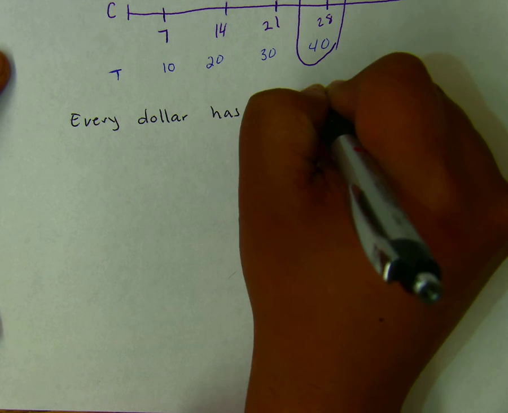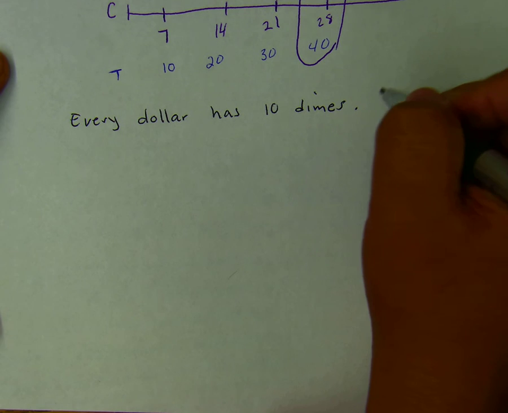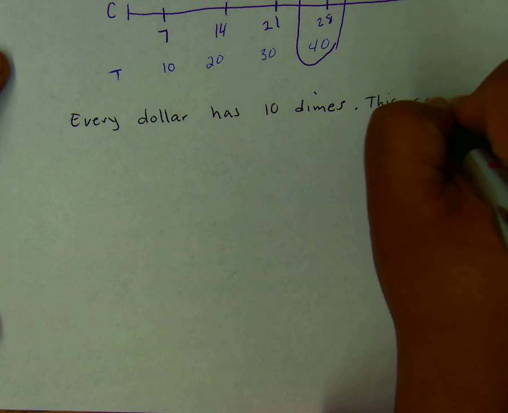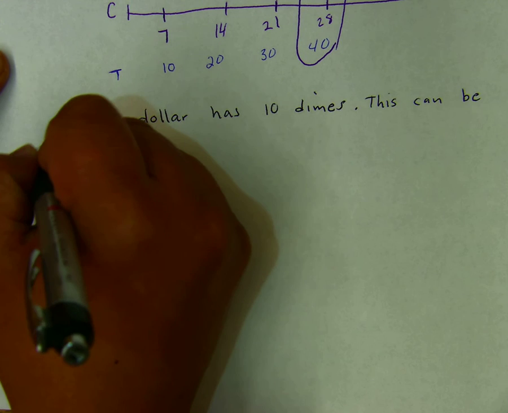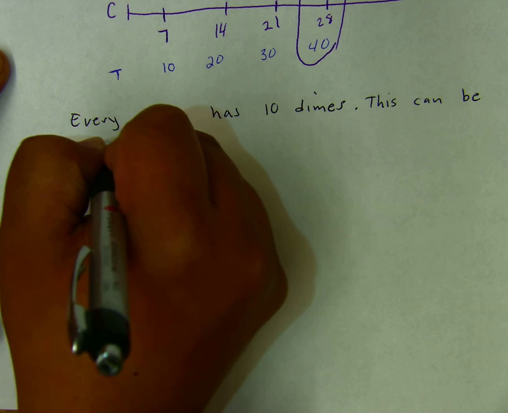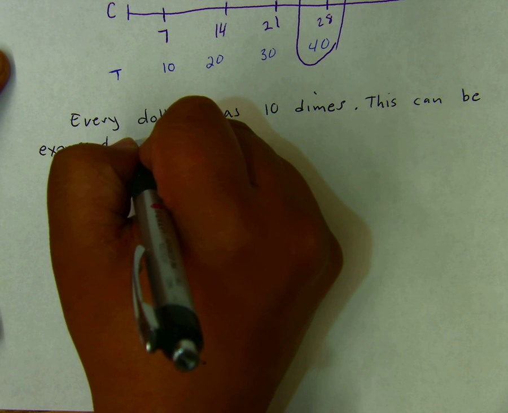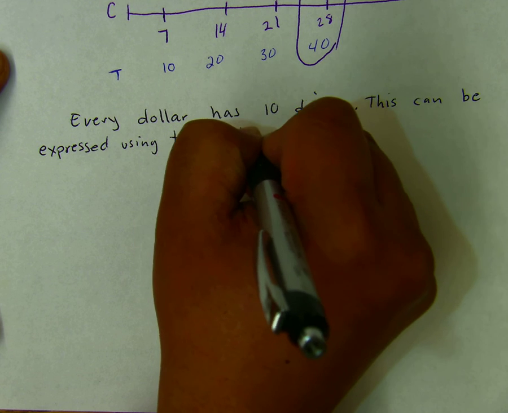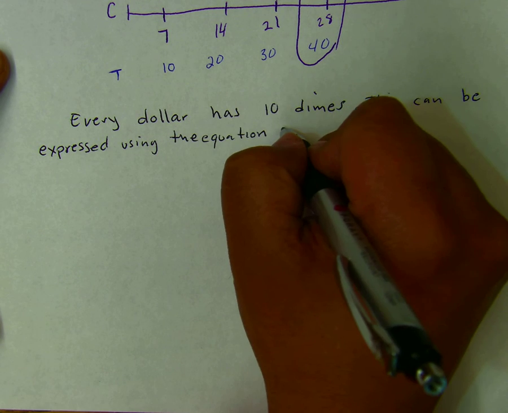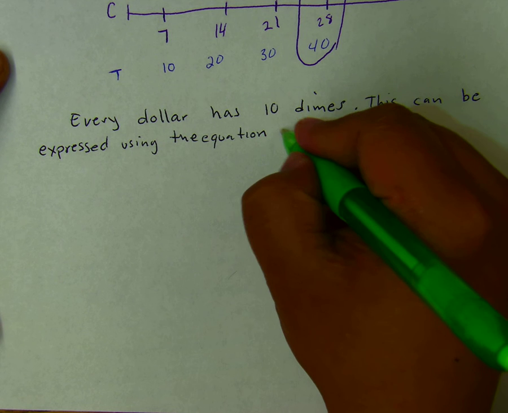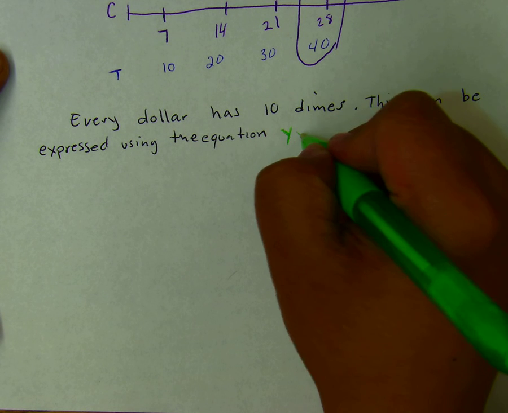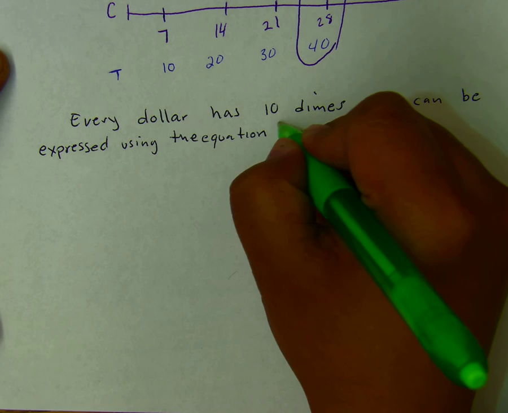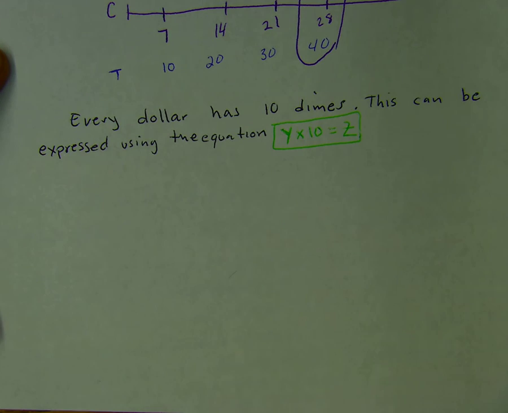Okay, so we know that for every $1 we have, there'll be 10 dimes. This can be expressed, which just means shown, using the equation, and I'm going to use a separate color so you can see it. Y times 10 equals Z. Okay, let me box that first because that's going to be some important information.